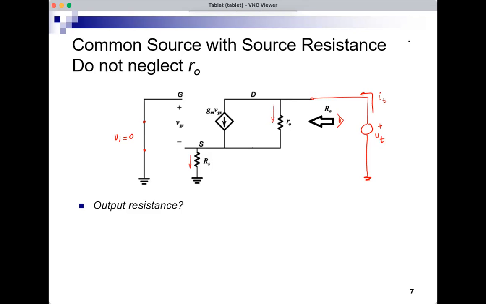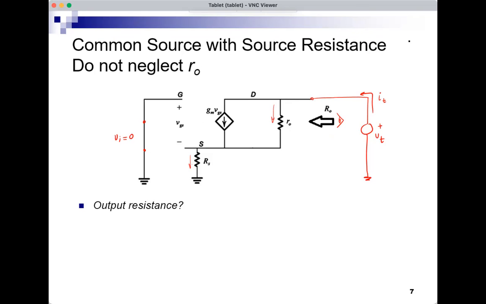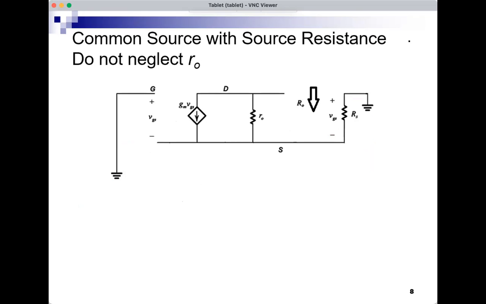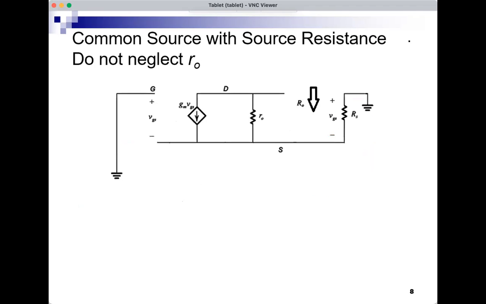So maybe we should do a circuit analysis. Or notice that this circuit can be redrawn. And it's not easy to notice that. It's something that you'll have to rotate RS and then look at the circuit from above. But if you rotate RS, if you take this and rotate it up, the circuit becomes like this.